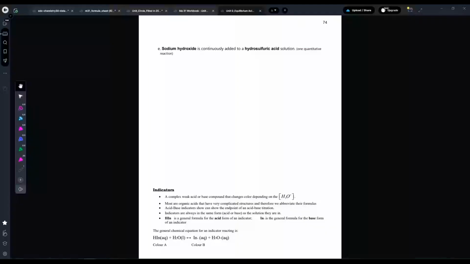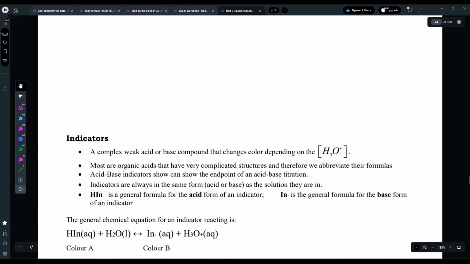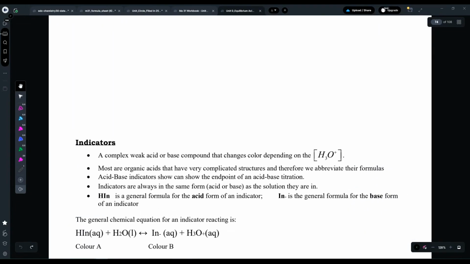In this video, we're going to talk about acid-base indicators, what they are and how they work, and how we can use them to determine approximate pH ranges of unknown solutions. So indicators are a complex weak acid or base compound that changes color depending on the concentration of hydronium ions that are in the solution that they get added to.